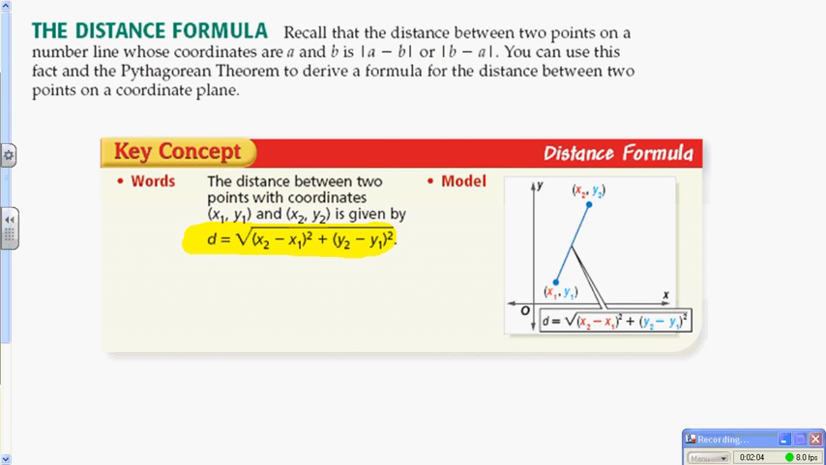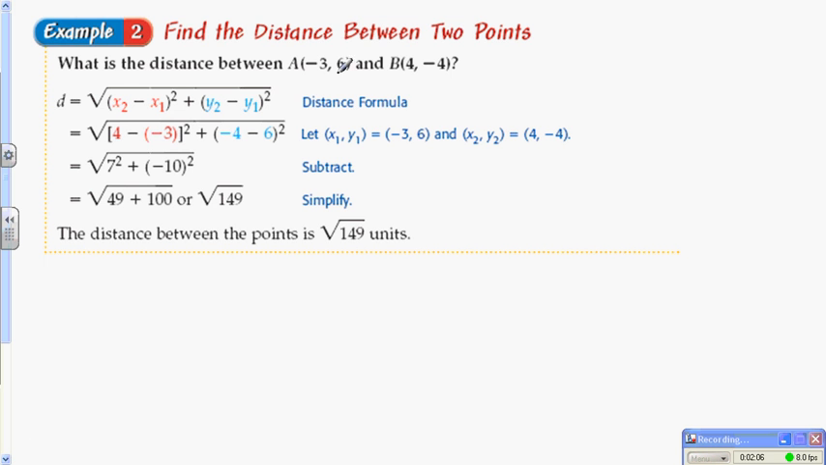Let's take an example. Here we have 2 points, (-3, 6) and (4, -4). And what we do is find the difference in the x values, so 4 minus -3, and the difference in the y values, -4 minus 6. Now be very careful about your order, because subtraction is not commutative. Order matters when you have subtraction. So if they go 4 minus -3 in that direction, you want to go -4 minus 6 in that same direction.